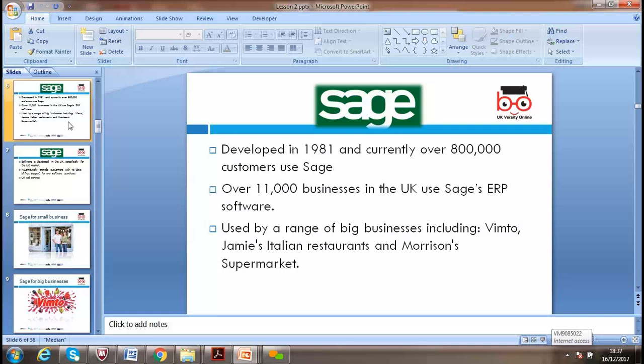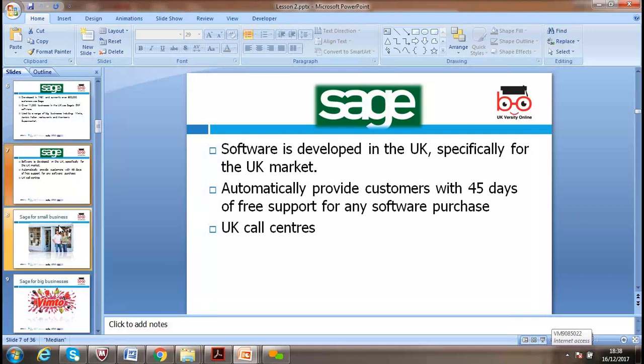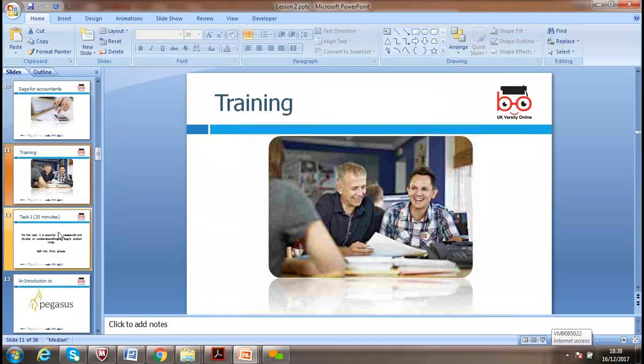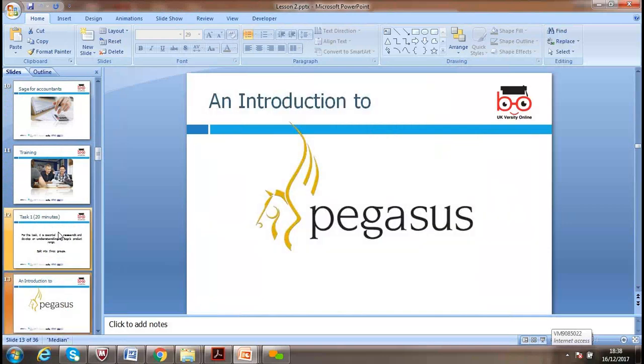This software is used by various restaurants like Jamie's Italian, and Vimto, one company, Morrisons and various other supermarkets as well. Either small or big businesses are using Sage. We can do a bit of research about Sage further when we do the assignment. So the next software is Apexis.